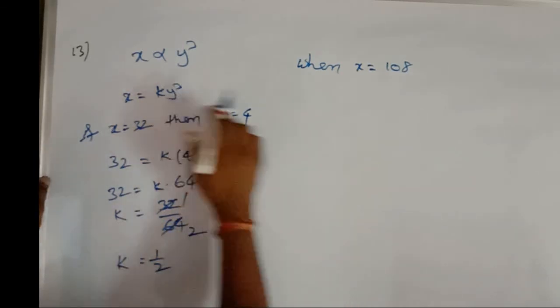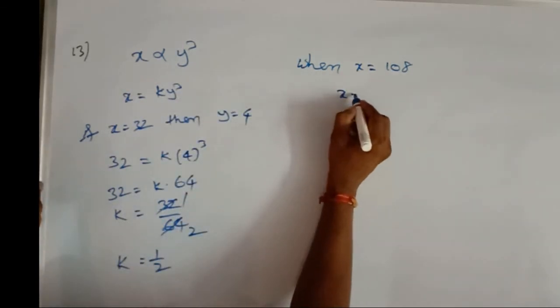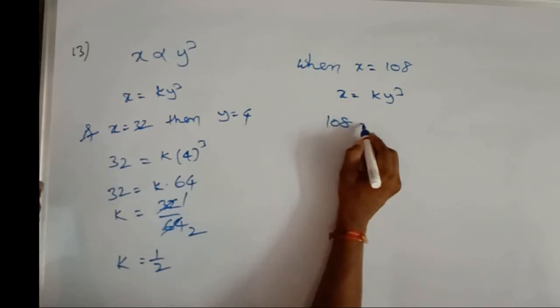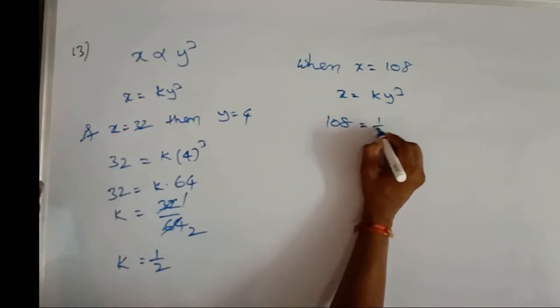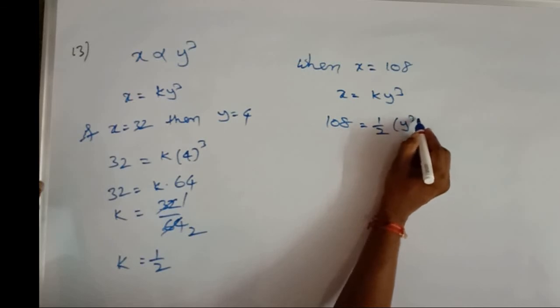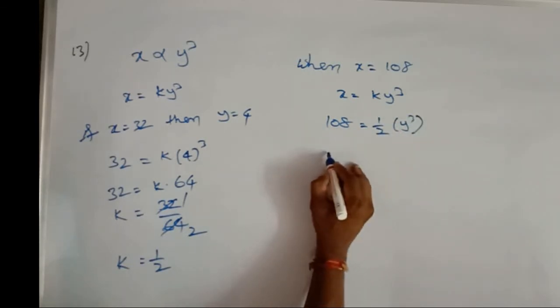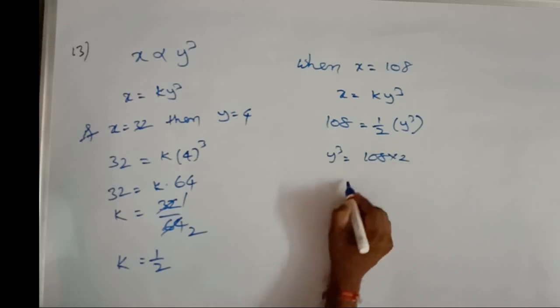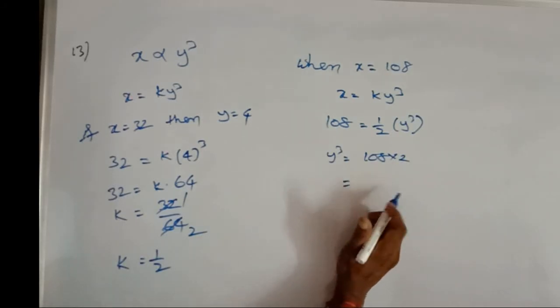So based on this, that is x is equal to k y cube, I am going to substitute the x value. That is 108 is equal to k, which is 1 by 2, into y cube. Now y cube is equal to, do the cross multiplication, 108 into 2. 108 into 2 is 216.